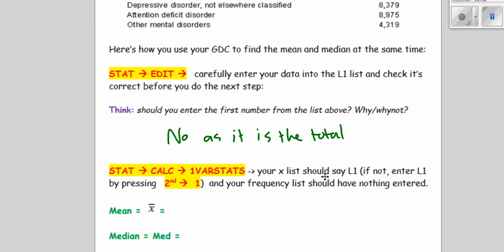Okay, so what kind of numbers are we getting for the mean? I got 5, 7, 5, 6. That's what I got. Your list should say L1. I got it in the L1.